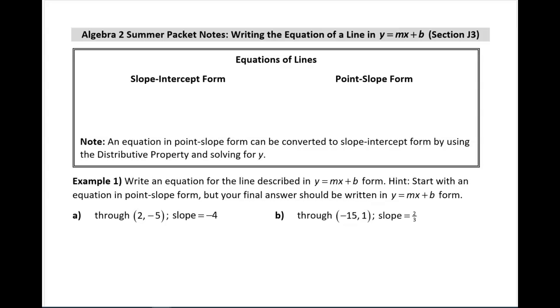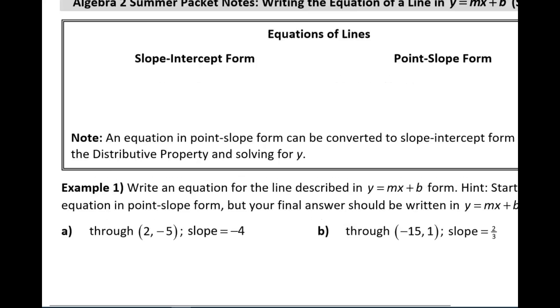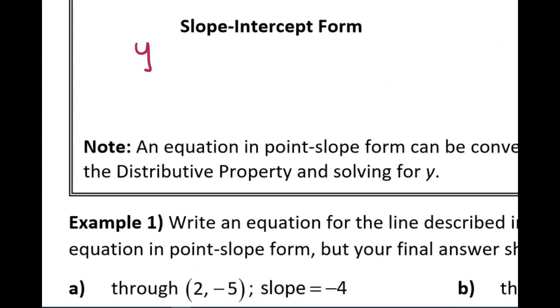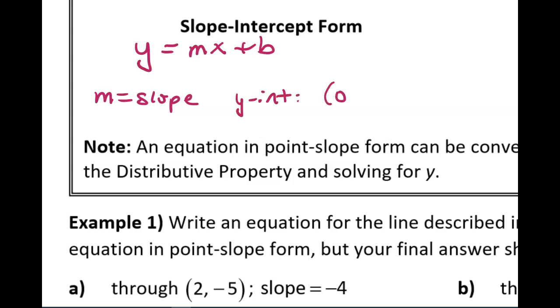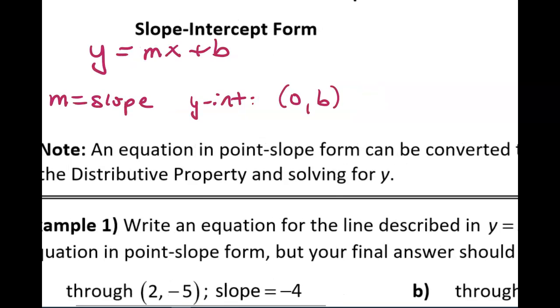In this section, we're going to write the equation of a line in y equals mx plus b form. You'll remember y equals mx plus b form. That's called the slope-intercept form. And that's where m is the slope of the line, and the y-intercept of the line is the point 0, comma b. The y-intercept always has an x value equal to 0.